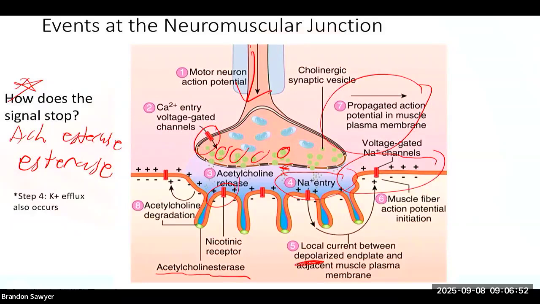It's constantly working. Yeah. So it's just there. It's doing its job. It's just a matter of concentration of acetylcholine, right? So when we slow down the release of acetylcholine, then acetylcholine esterase will eventually dominate and decrease the level of acetylcholine. Yeah. Okay. Other questions?